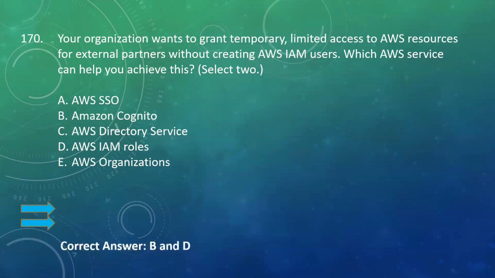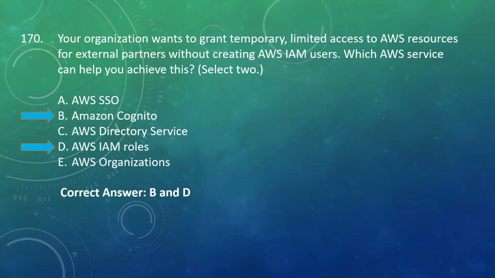and AWS IAM roles. With Amazon Cognito, you can authenticate external partners and provide them with temporary limited access to specific AWS resources. It supports temporary security credentials to grant access to AWS services without the need for a long-term IAM user account, which is what is being asked in this question. Now, for the second one, when external partners need access to AWS resources, you can assume an IAM role temporarily, which grants them the necessary permissions. These temporary credentials provided by IAM roles have an expiration time, ensuring limited access.